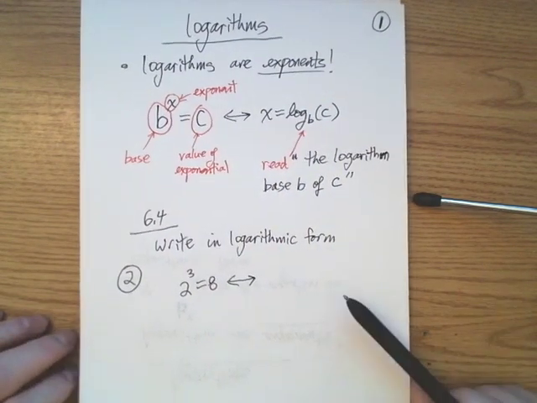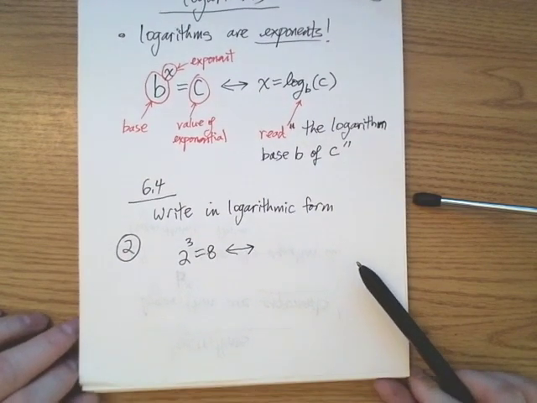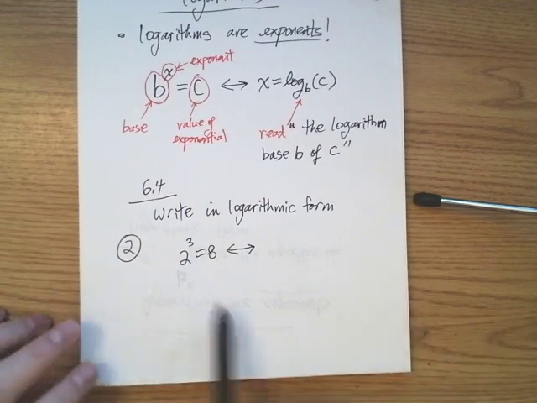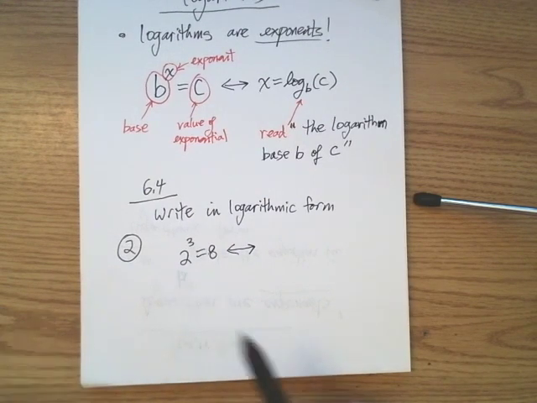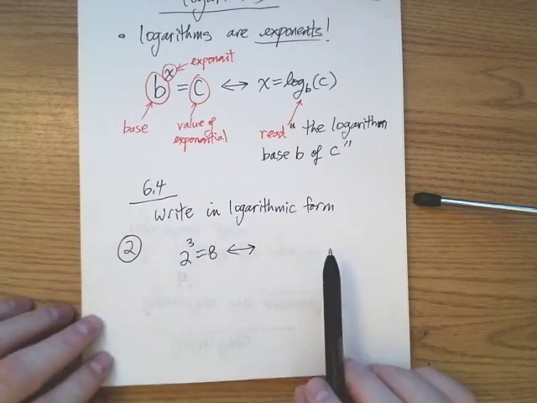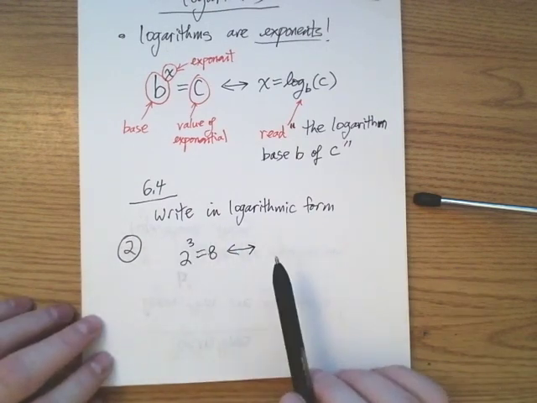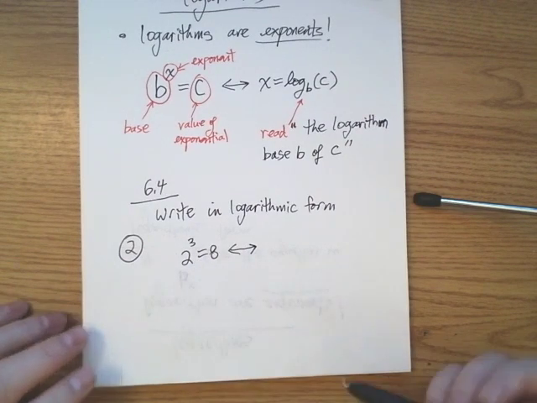So our first order of business, in order to get used to the idea of using logarithms, is to rewrite some exponential equations in logarithmic form. So this is the first thing you'll be doing in section 6.4. So here we want to rewrite this in logarithmic form. It says 2 to the third power is equal to 8.